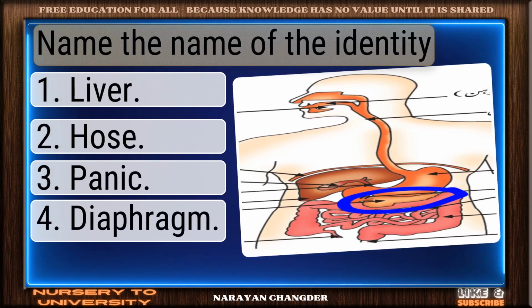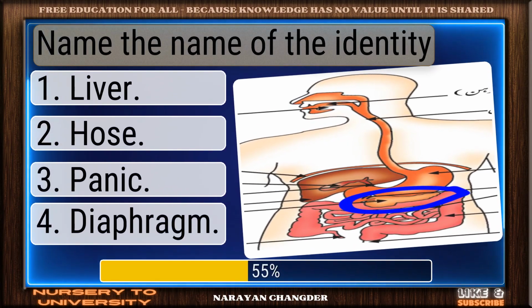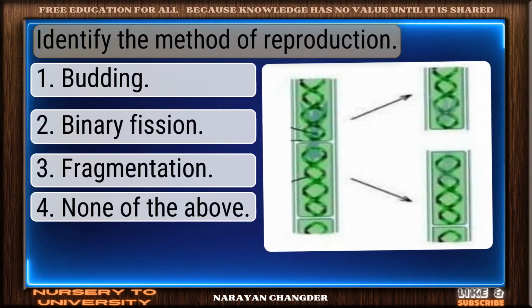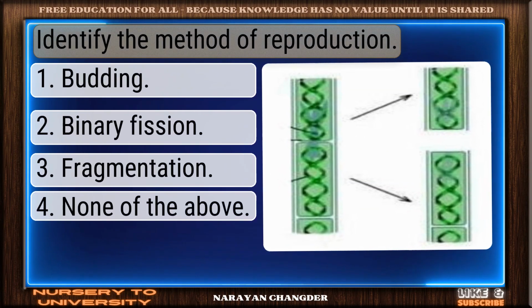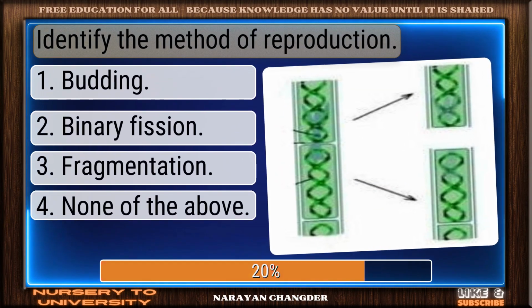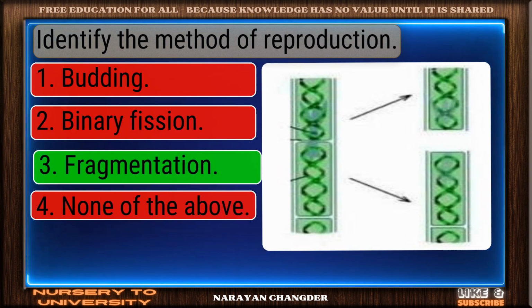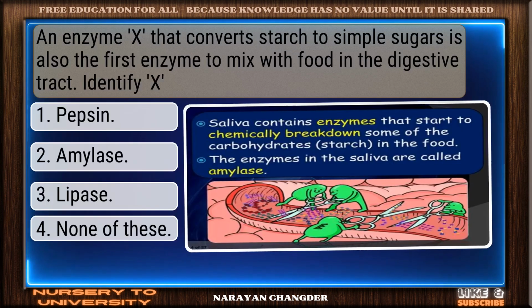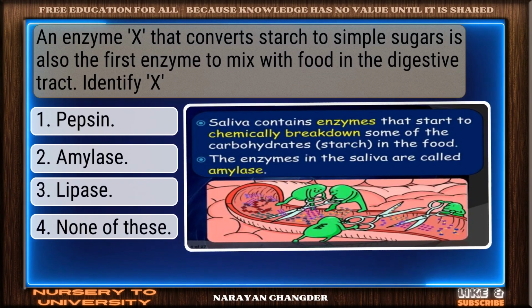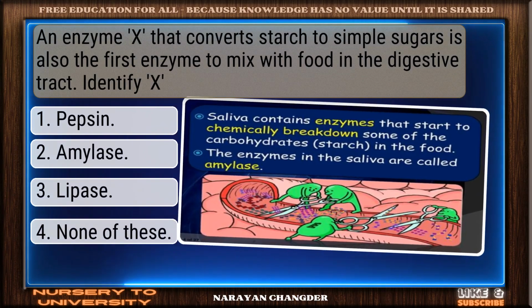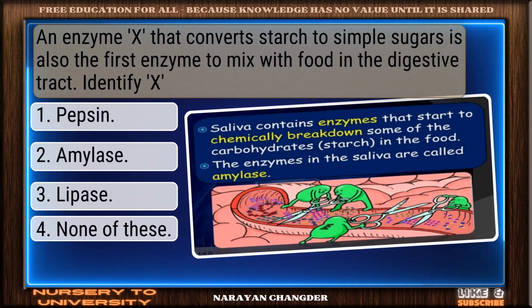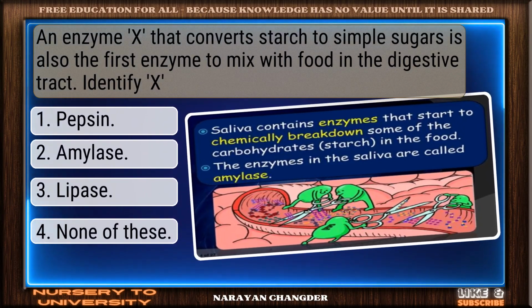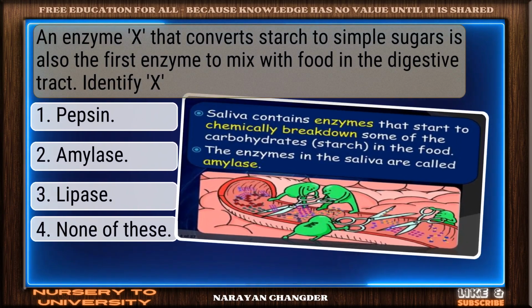Name the name of the identity. Well done. Panic is right. Identify the method of reproduction. You chose fragmentation. Correct. An enzyme X that converts starch to simple sugars is also the first enzyme to mix with food in the digestive tract. Identify X.